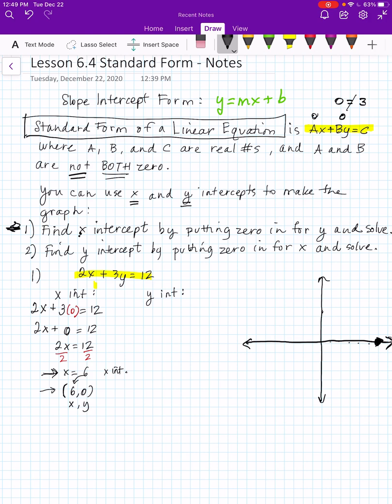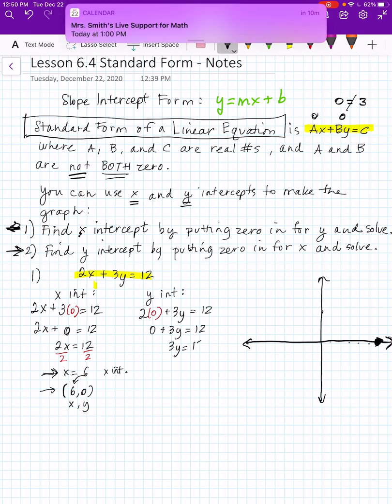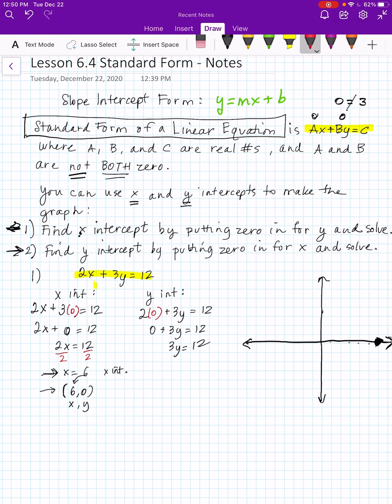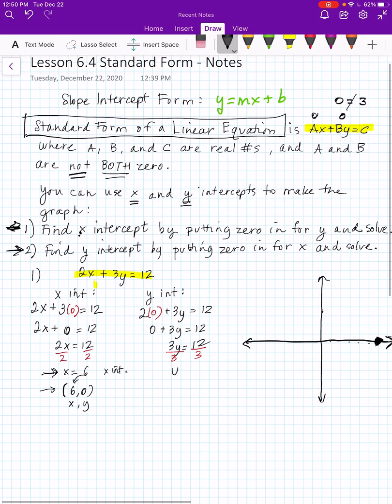Next, my y-intercept. It says to find my y-intercept, put 0 in for x and solve. So I'm going to do 2, and now I put 0 for x, plus 3y equals 12. So 0 plus 3y equals 12. That gives me 3y equals 12. And then I divide by 3, and y is equal to 12 divided by 3, which is 4. So that's my y-intercept, meaning it crosses the y-axis at 4.